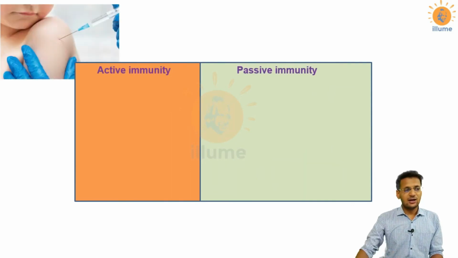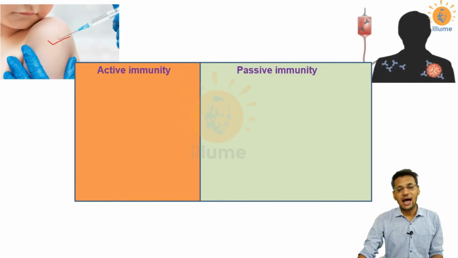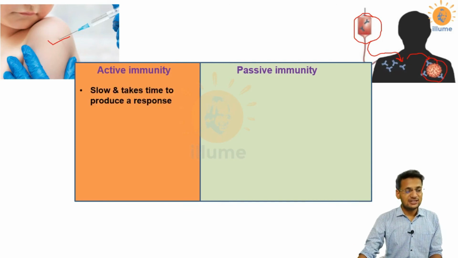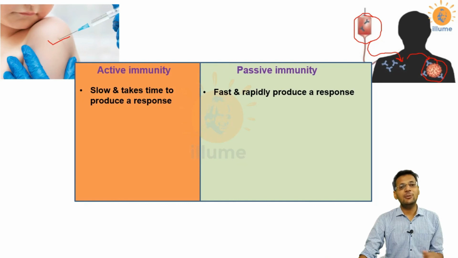You can see in the first figure, a baby is being administered the vaccine, an example of active immunity, and in the second figure I am administering already formed antibodies into a patient suffering from a disease, and this antibody is then used by the patient to fight against the antigen present inside his body. That is passive immunity. Active immunity, because it is produced by the body, takes time; it's a slow process. But in passive immunity I am directly administering antibodies, so it is a very fast and rapidly produced response.